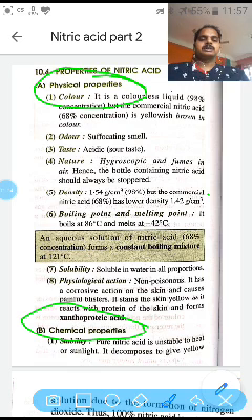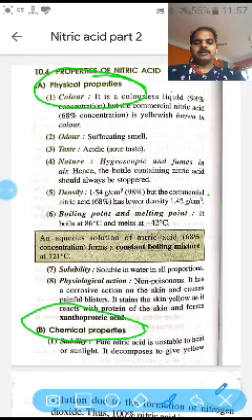Nature, hygroscopic in nature and fumes in air. Hence, the bottle containing nitric acid should always be stoppered. Now, density, 98% nitric acid has a density of 1.54 gram per cc, whereas the commercial nitric acid has a density of 1.42 gram per cubic centimeter.